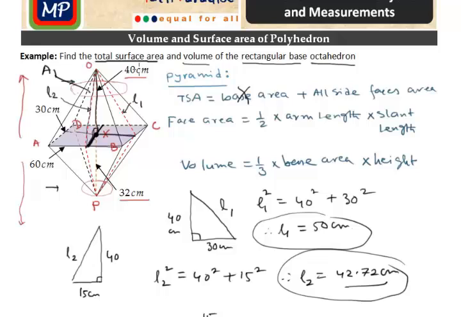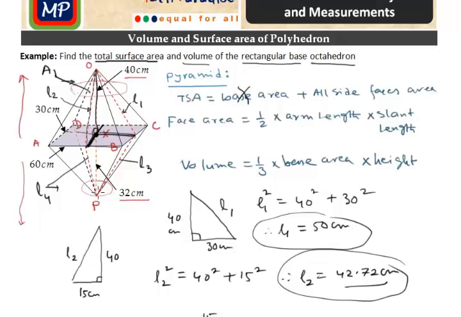We will do the same calculation for the bottom pyramid, but here the height will be 32. Let's consider this slant length on BC as L3, and this slant length from P, the pyramid apex, to AB as L4. We will use the same approach. This distance PX is half of AB, that is 30. This height is 32. We can find this L3.